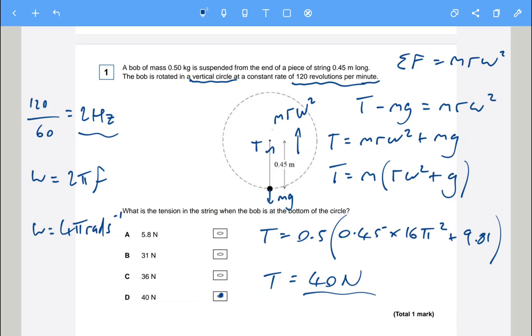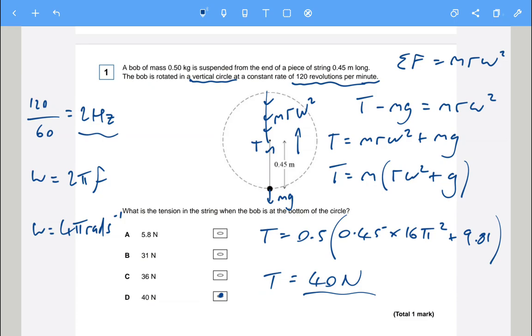And if you need it for the top of the circle, it would be the exact same, aside from the centripetal force would act downwards, the tension would act downwards towards the centre of the circle, and the weight would also act downwards. So instead of T minus mg originally, it would be T plus mg.